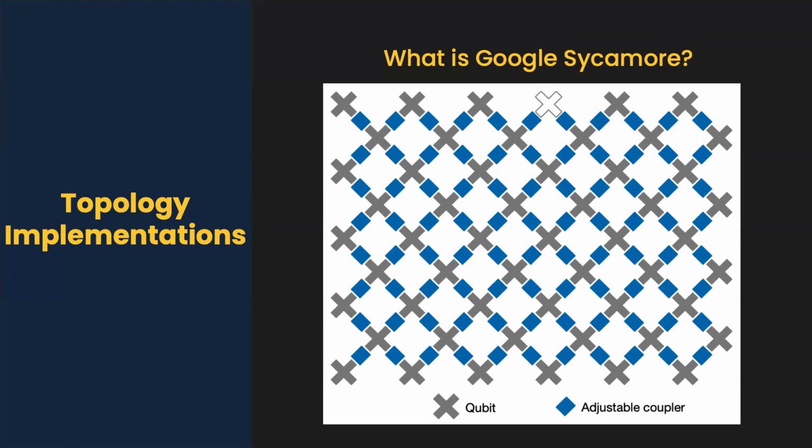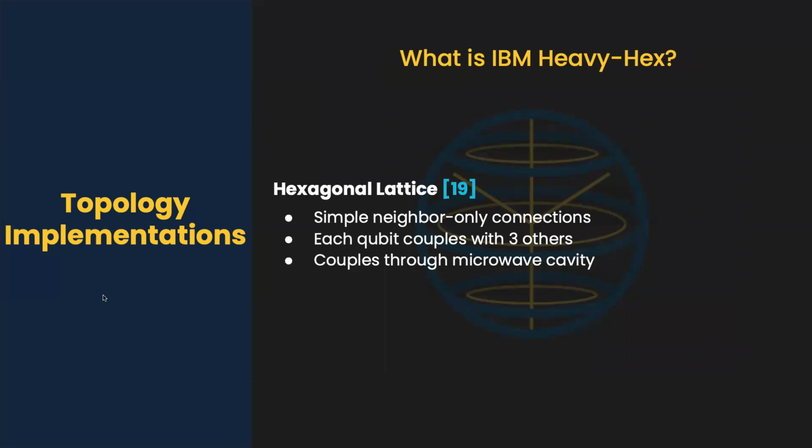That whited out qubit at the top is because at the time that they did this paper, which is when they were actually doing the Sycamore test, that one qubit wasn't working, so they just wanted to denote that in the paper by changing its color. And then IBM heavy hex, it's a hexagonal lattice. Again, neighbor only connections, but it's a little worse on connectivity. Each qubit couples with only 3 others, and again couple through the microwave cavity.